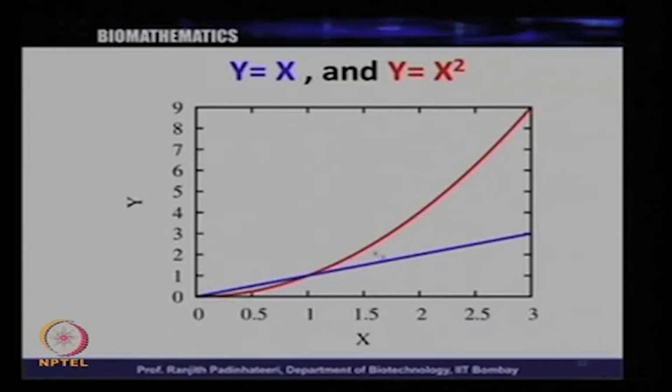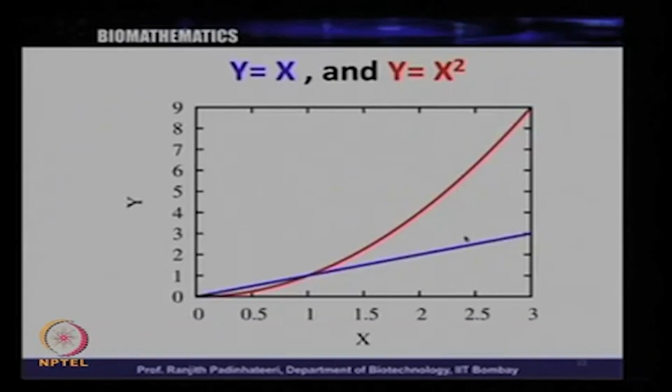The interesting thing to note here is the value at 1. At 1, as you can see, x and x square have the same value. 1 square is 1 itself. So, these curves meet at 1. They also have the same values at 0, because 0 and 0 square are the same. But between 0 and 1, the linear function, y equal to x, is larger than x square. Above 1, y equal to x square is larger than y equal to x.